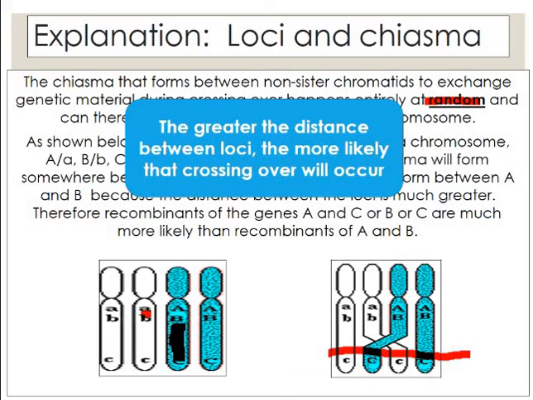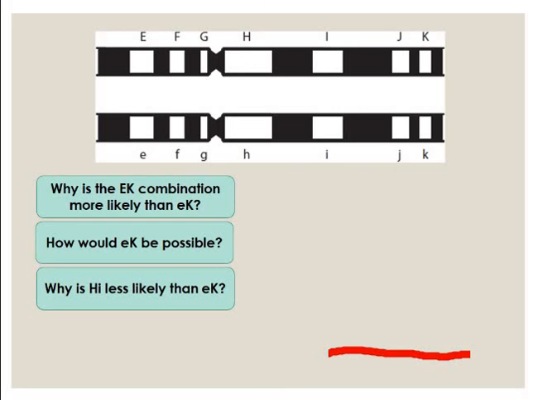And I'll show you an example from an exam question. So here are 2 chromosomes, and they show you the locations of genes. So these genes are all dominant, and these are all recessive genes. Some questions for you to think about. I would like you to stop the video here and try to answer these.